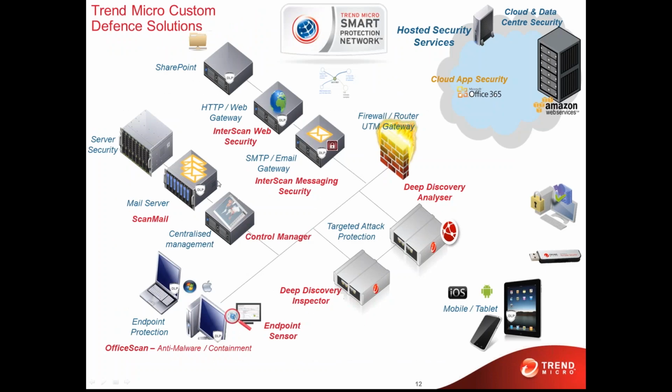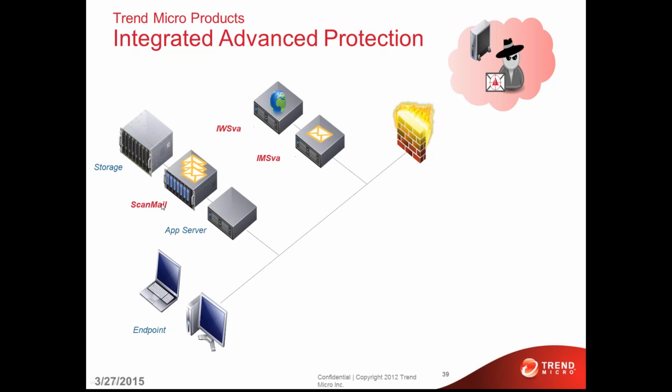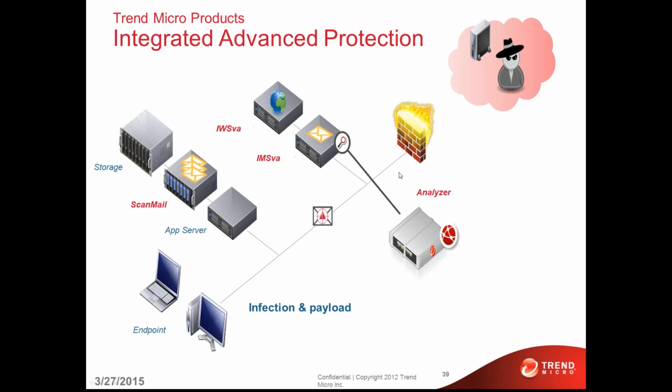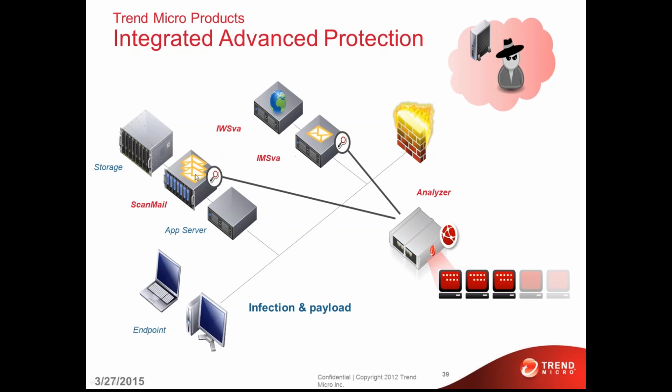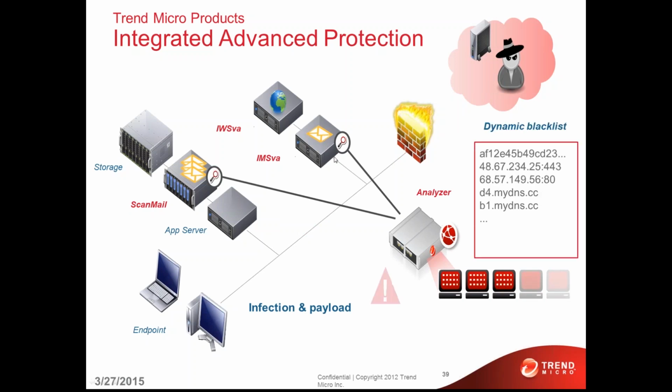As we talked about earlier, when we start to talk about how the analyzer is used, first of all, a payload would come in, either to the IMSVA or ScanMail, we can do either. When that email is delivered to the gateway or to the mail server with ScanMail, we'll hold that file in quarantine. We'll send that over to the analyzer for analysis, and then based on the result that's sent back, it will either forward it or delete it or quarantine it, depending on what the value is.